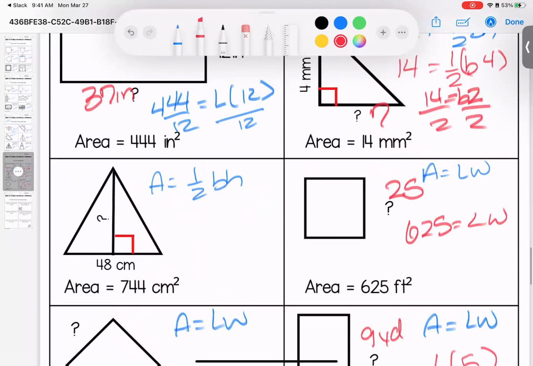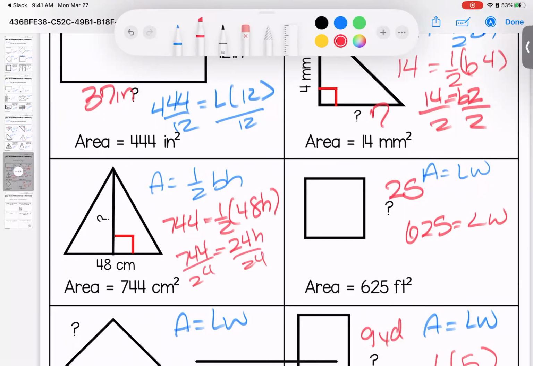Let's do the same thing here. My area is 744. It's equal to 1/2 of 48 times the missing height. So if I take half of 48, it gives me 24 times the height equals 744. Divide both sides by 24. 744 divided by 24 gives me a missing piece of 31 centimeters.